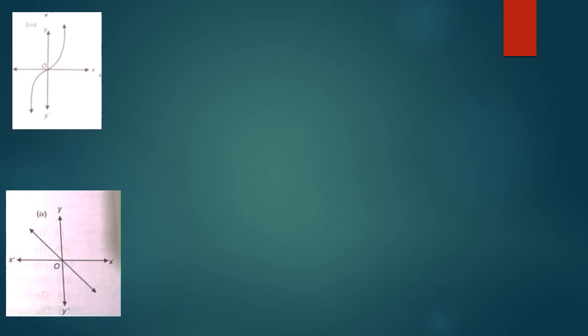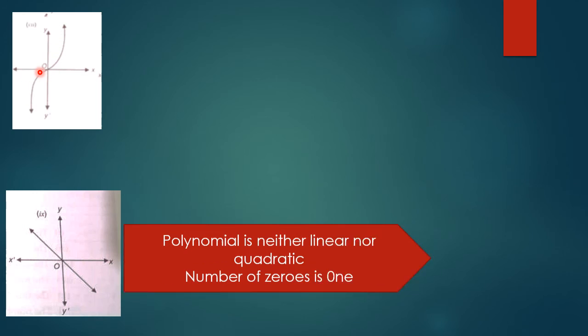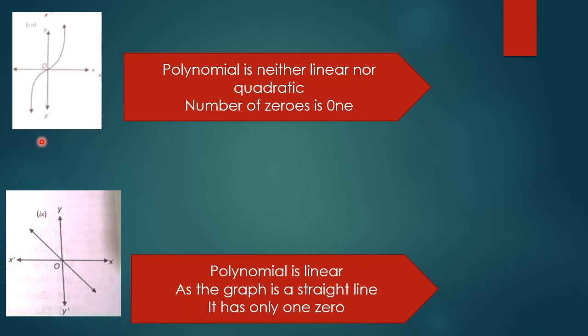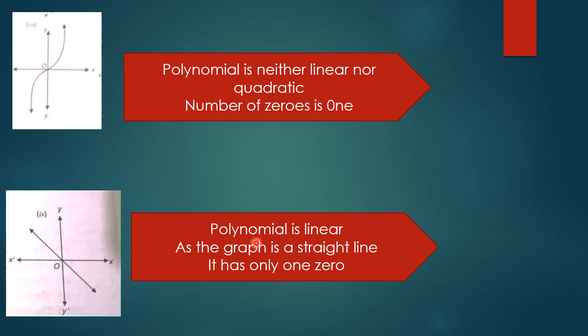And now let's see the next example. This is neither straight nor U shape, and it is one curve which touches the x-axis. So now you can say this polynomial is neither linear nor quadratic. So the number of zeros here is 1 because it's touching here at 1 point. And now the last one, the polynomial is linear as the graph is a straight line and it has only 1 zero.